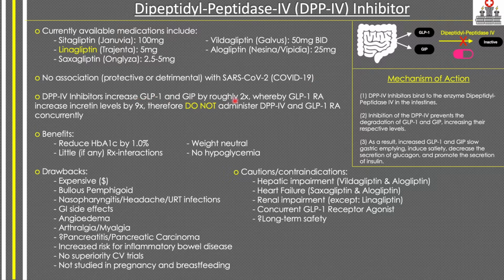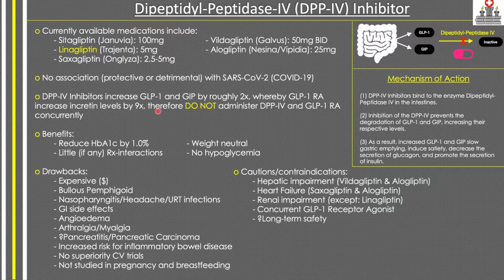So we stated already, levels are increased by 2 times normal. We'll talk about GLP-1 receptor agonists on the next slide, but they actually increase the levels by roughly 9 to 10 times. And it is important not to combine a DPP-4 inhibitor with a GLP-1 receptor agonist. The reasons being you will see no further benefits. You'll actually see more adverse effects. There'll be worsening GI side effects, and patients will be very unhappy and likely stop taking their medications.